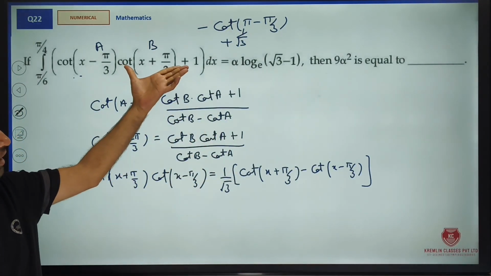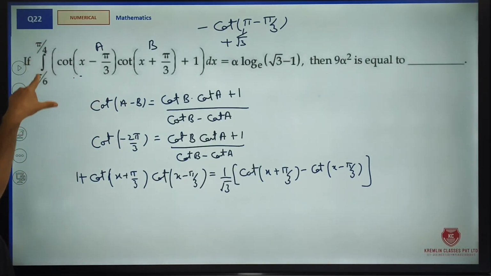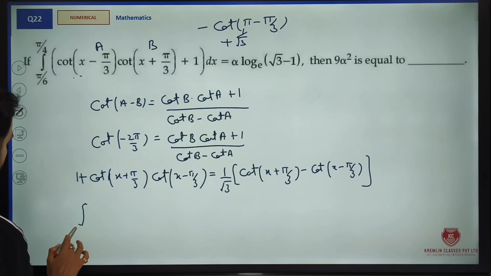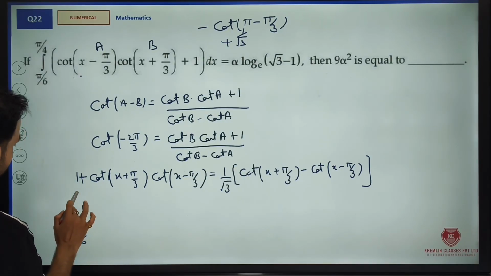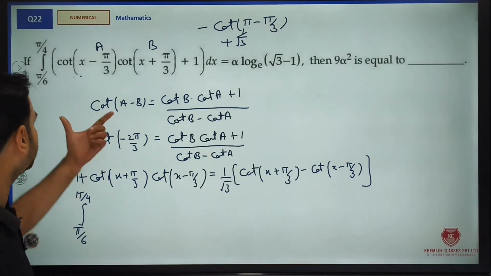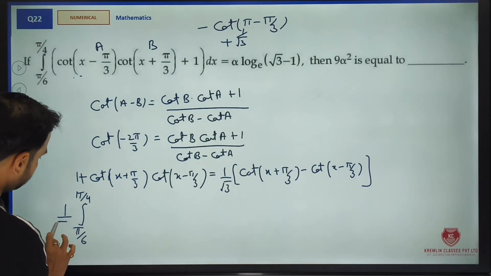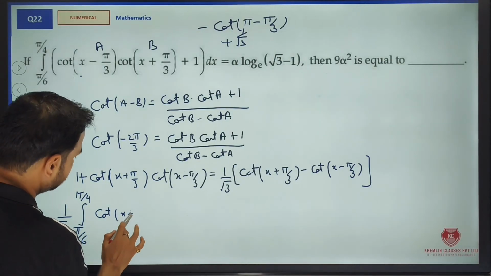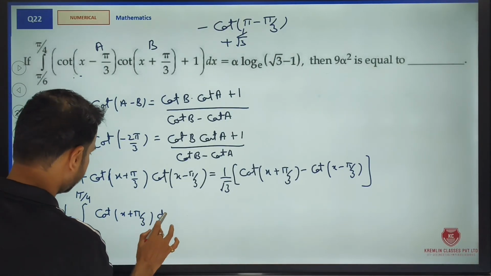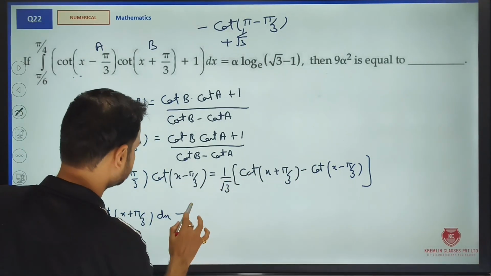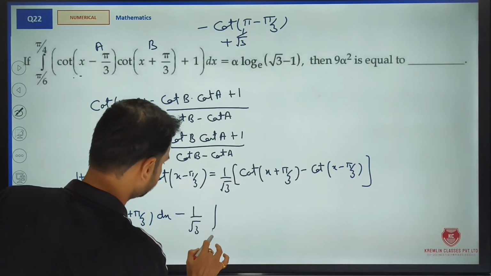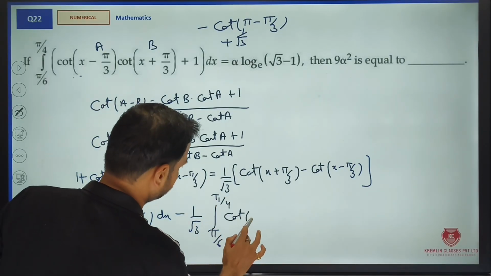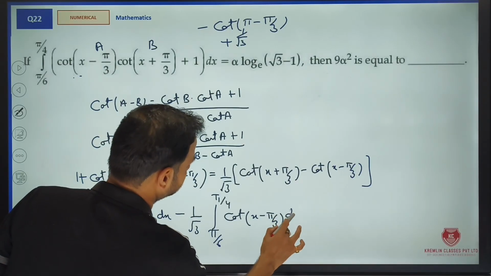And now we have to put this here. We need not change the limits, pi by 6 to pi by 4. So we are writing it pi by 6 to pi by 4. We have to do these questions with a cool mind. 1 by root 3, here write it down, cot of x plus pi by 3 dx. Again there is minus, so write minus 1 by root 3. I am separating the integrals. This is pi by 6 to pi by 4 cot of x minus pi by 3 dx.